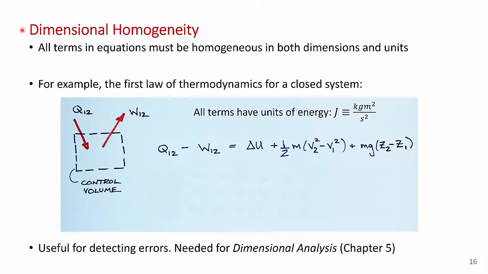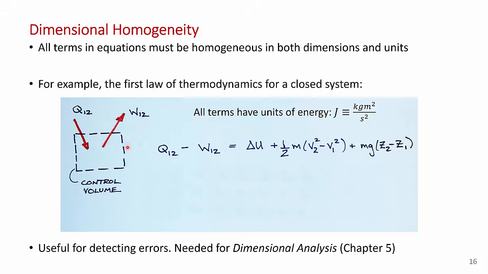Another important principle is this idea of dimensional homogeneity. All the terms in any equation have to be homogeneous both in dimensions and units. So all the terms have to have the same dimensions and units. I'm going to use an example here from Mech 309. If you haven't taken Mech 309 because you're a BME student, don't worry about it. It's called the first law of thermodynamics for a closed system.